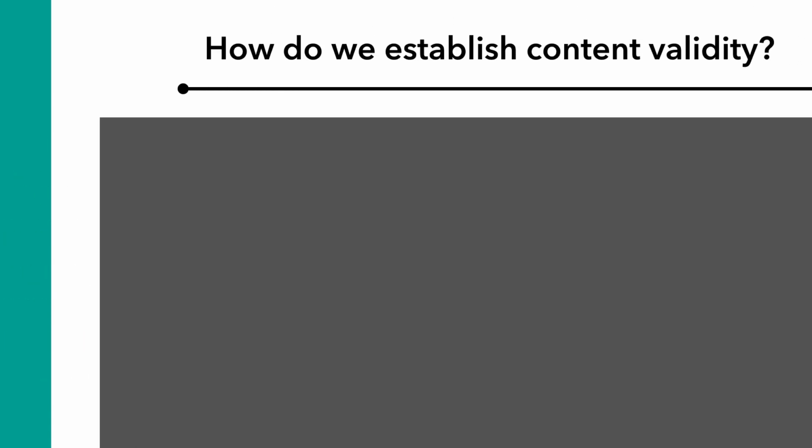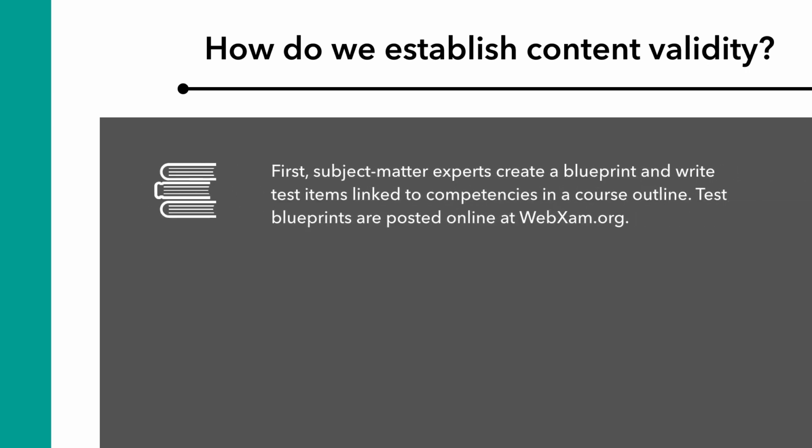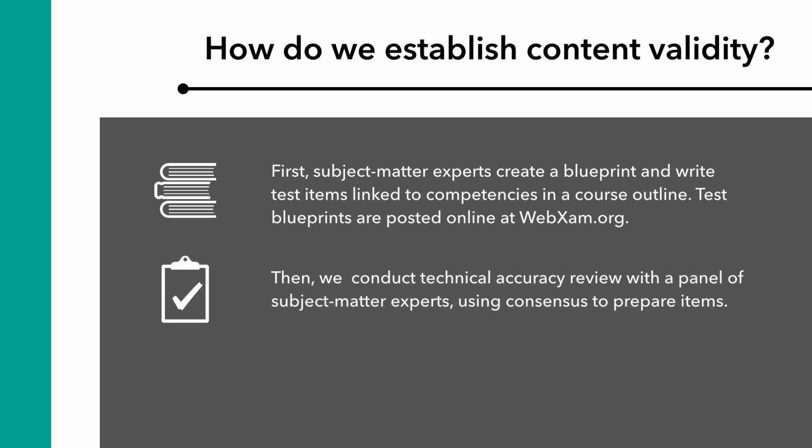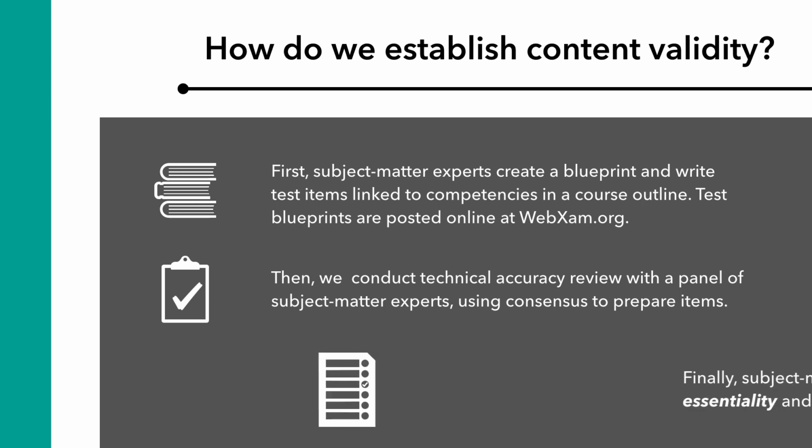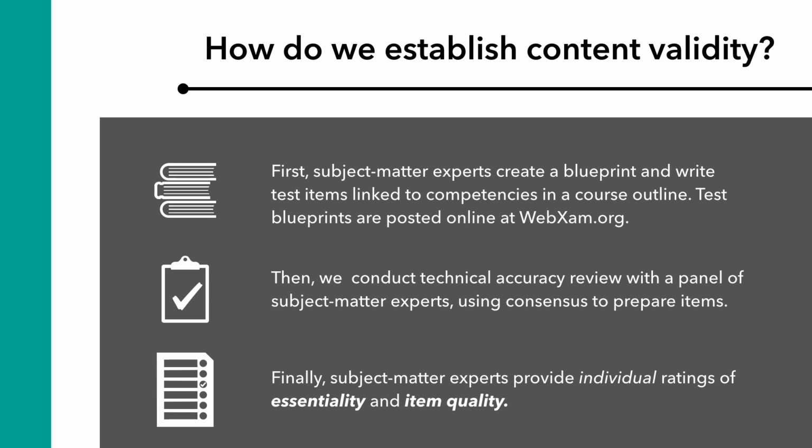Now that we know what content validity is, how do we establish it for end-of-course exams? First, we use subject matter experts to identify key competencies in a course outline and develop a test blueprint. Then, they write test items linked directly to those competencies. Next, in a large panel format, those same subject matter experts conduct a technical accuracy review of every item in an end-of-course exam. Lastly, we collect individual subject matter expert ratings of essentiality and item quality.